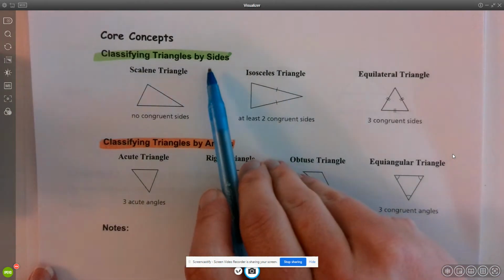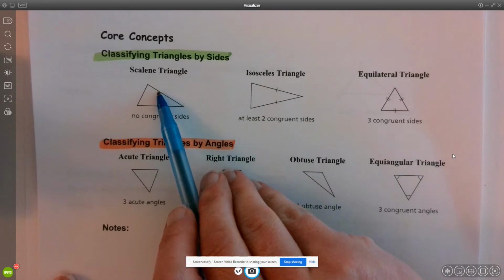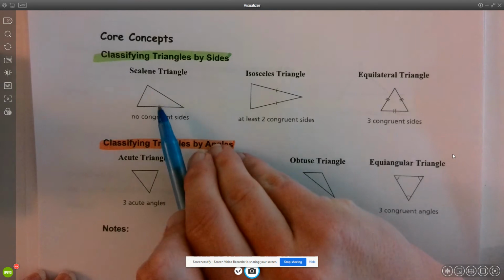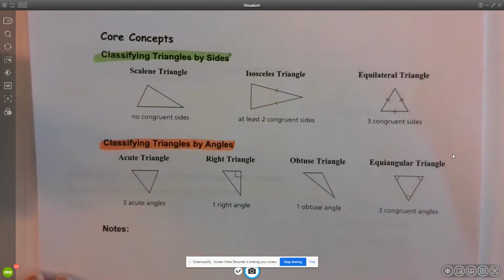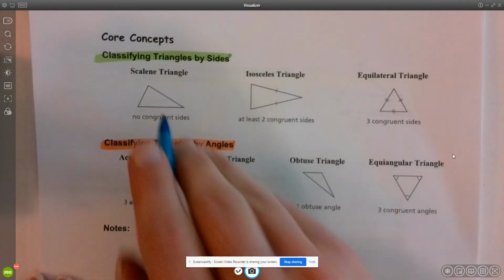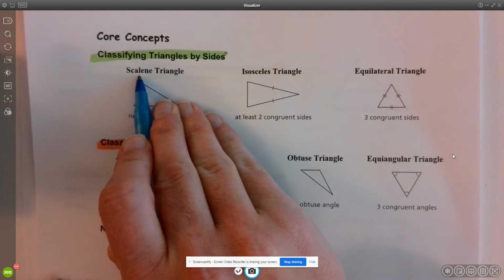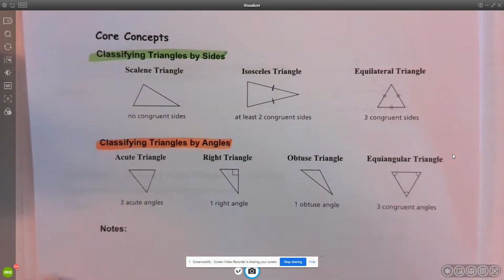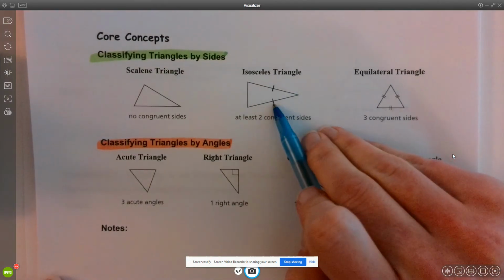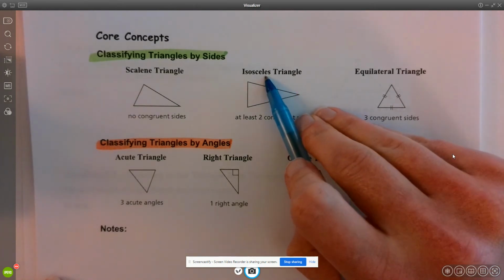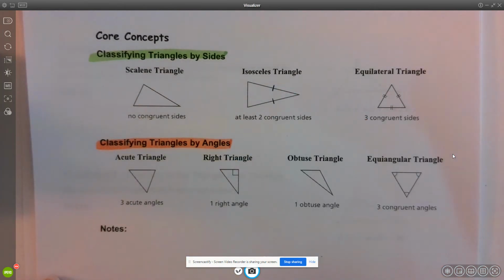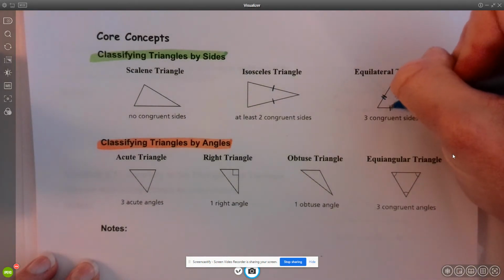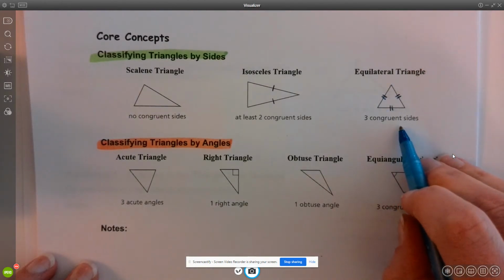So, classifying a triangle by its sides, we have three different ways we can classify a triangle. If a triangle has no sides that are congruent or equal in measure, we would call that a scalene triangle. If a triangle has at least two of its sides congruent, and I can tell by the tick marks, then we would call this an isosceles triangle. If a triangle has all three of its sides congruent to each other, this is an equilateral triangle.